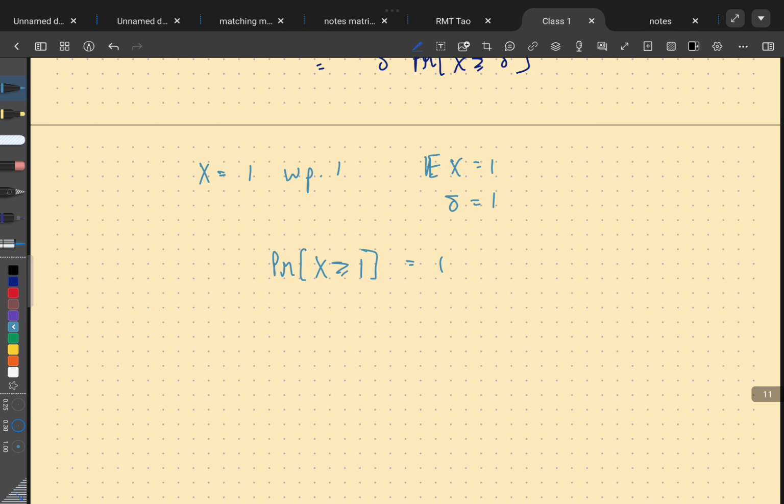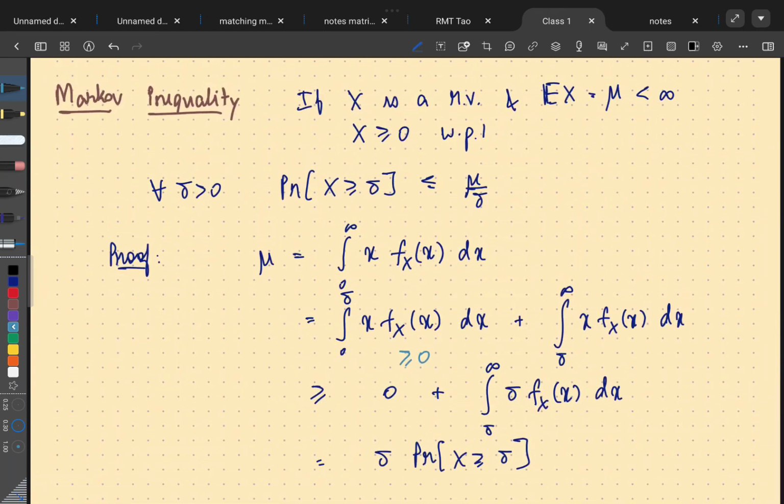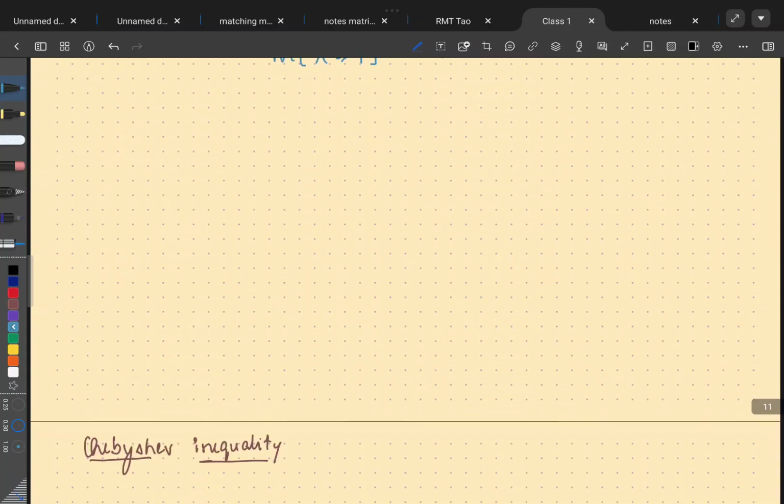You can come up with multiple such examples where Markov's inequality holds with equality. But that's a good point. It means that in general, if we have no other assumptions on X or delta, then you can't really improve this bound. If you want an inequality that holds for arbitrary non-negative random variables with finite mean, then it is impossible to improve upon Markov's inequality. That's quite important.